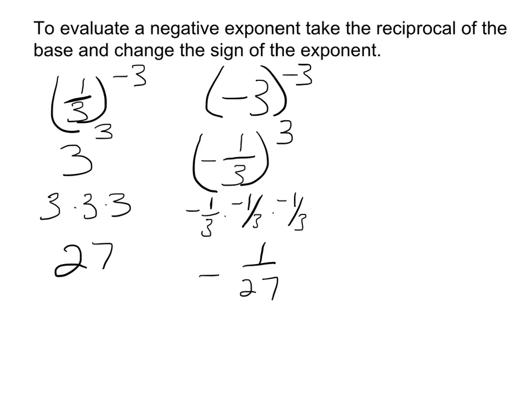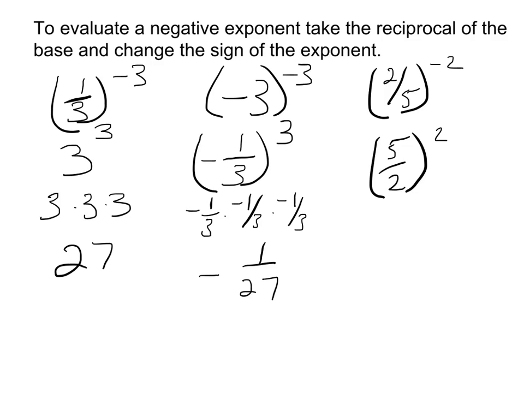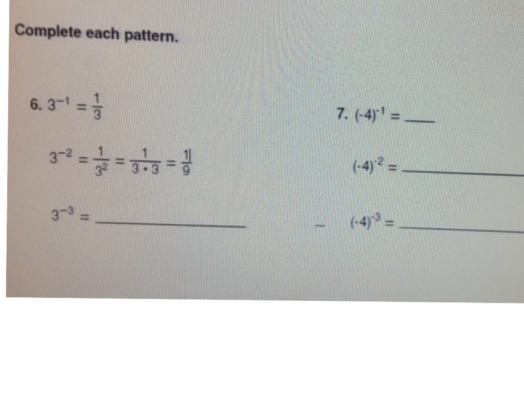One more example. If I have 2/5 to the negative 2 power, I'm going to take the reciprocal of the base, 5/2, and change the sign of the exponent, so 5/2 squared. That means 5/2 times 5/2, which gives me 25/4. Here's a couple of examples for you to try. Remember, take the reciprocal of the base and change the sign of the exponent.